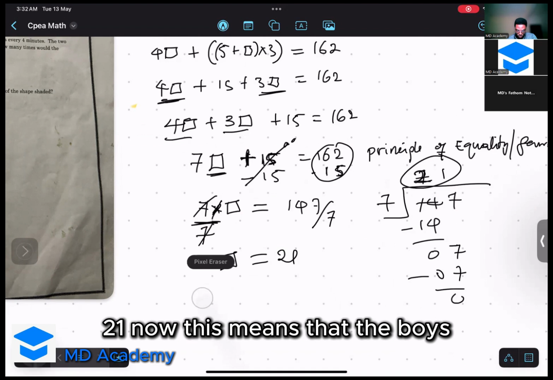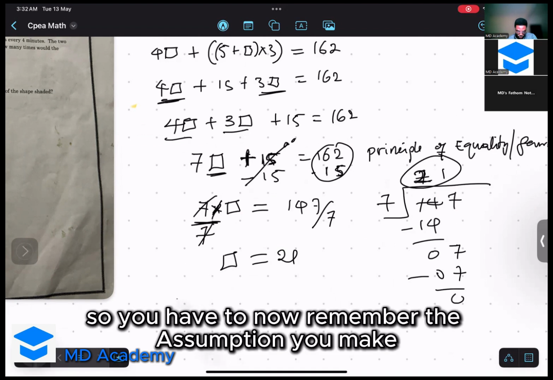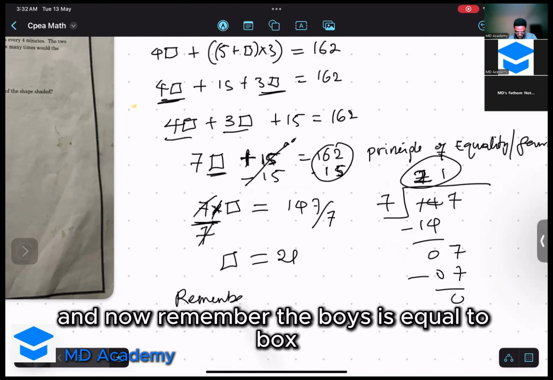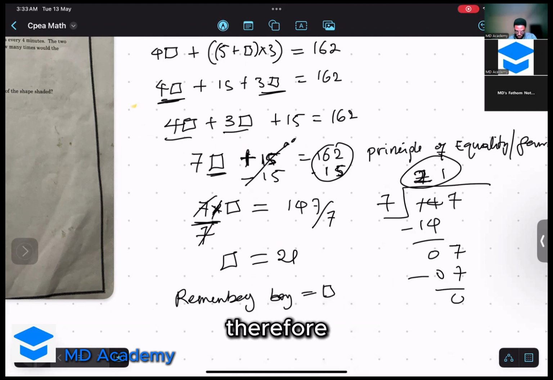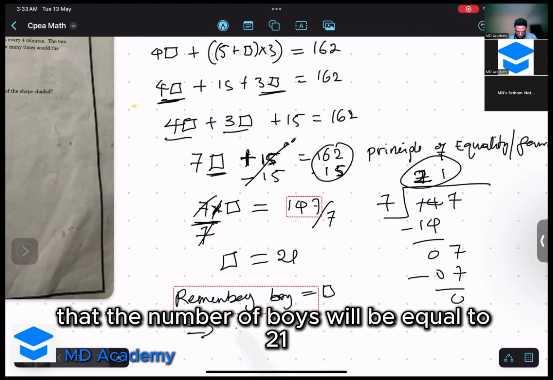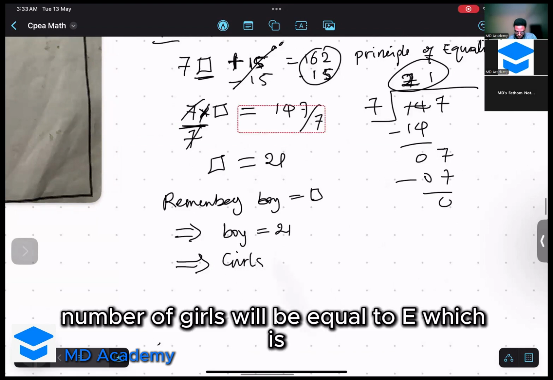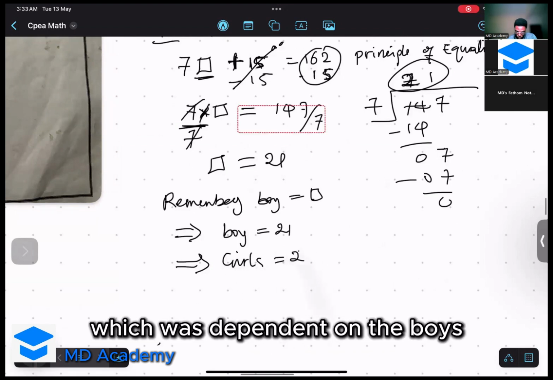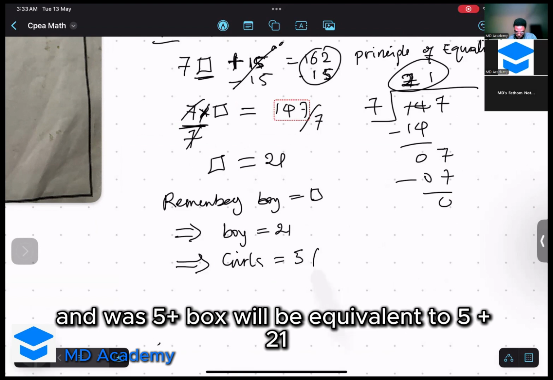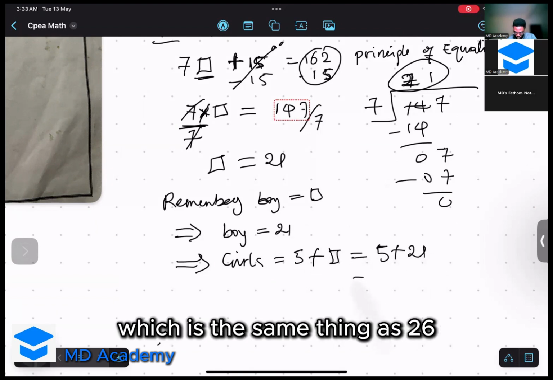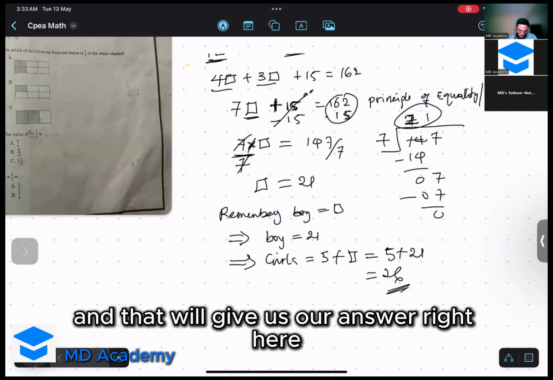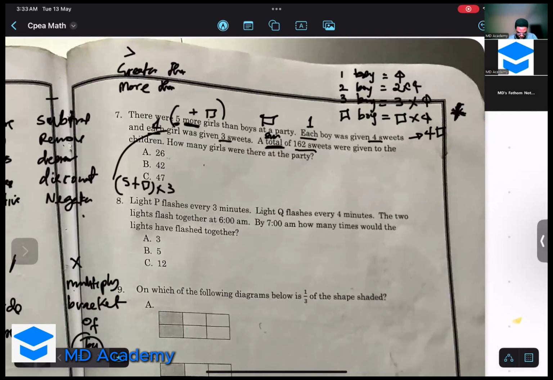Now, this means that the boys, so you have to now remember the assumption you make. Remember, the boys is equal to box. Therefore, it follows that the number of boys will be equal to 21. Therefore, the number of girls, which was dependent on the boys and was 5 plus box, will be equivalent to 5 plus 21, which is the same thing as 26, and that will give us our answer right here.